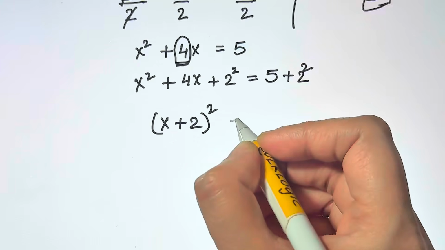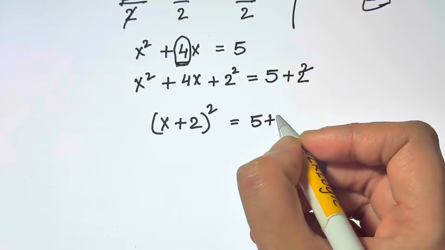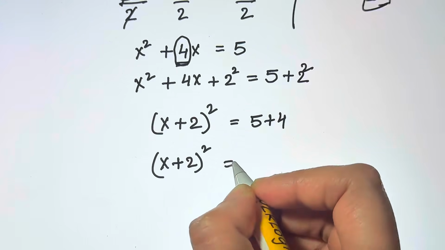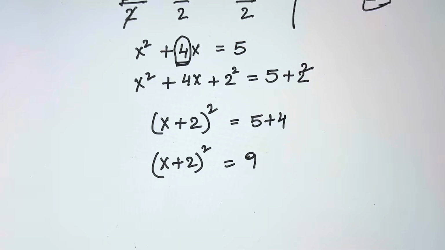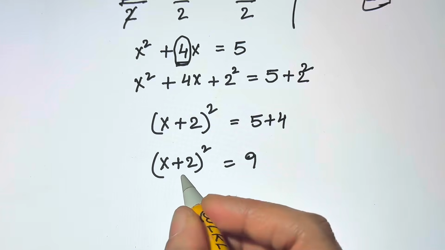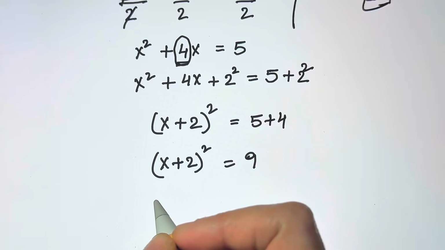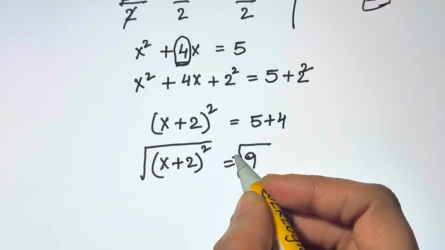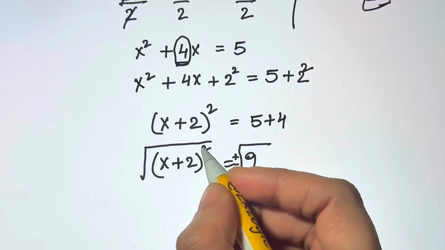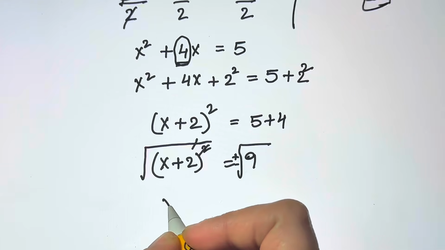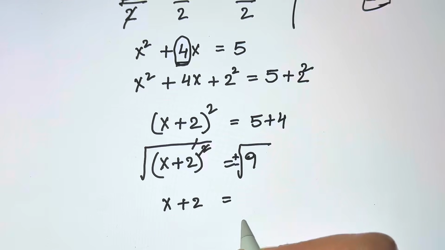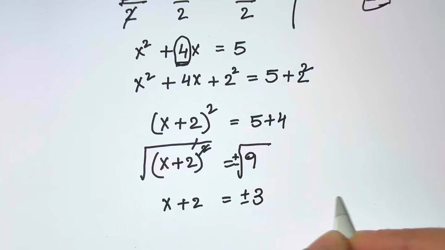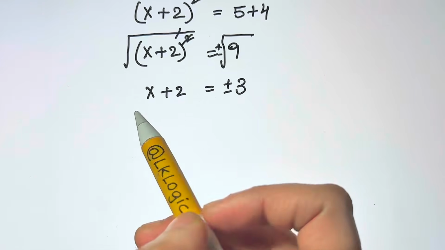X plus 2 the whole square is equal to, we have 5 plus 2 squared is 4. Now again we'll write this: x plus 2 the whole square is equal to 5 plus 4 is 9. Now what you have to do is get rid of this square. To get rid of this square, you need to take the square root on both sides, plus or minus square root of 9. So here square and square root get cancelled. So you are left with x plus 2 is equal to plus or minus square root of 9, which is 3. Right?